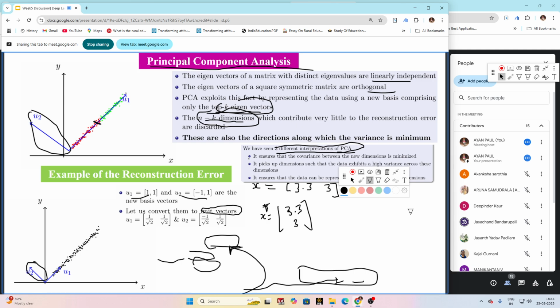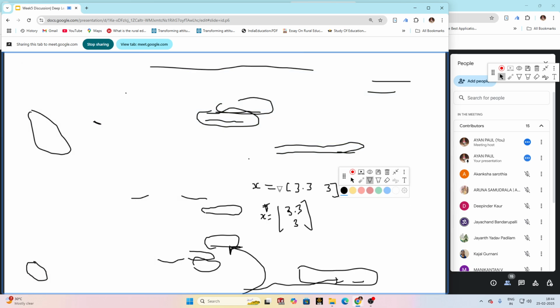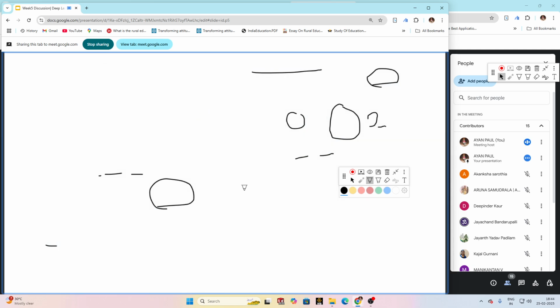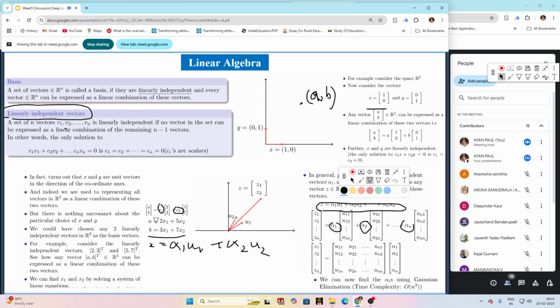Any basis which is linearly independent, you can use that. But the complexity there is very large. If you have two dimensional data, then alpha 1 and alpha 2 can be easily solved. But if you have n dimensional data, it will be very difficult to solve for alpha 1, alpha 2, up to alpha n, because the time complexity here is O(n cubed).